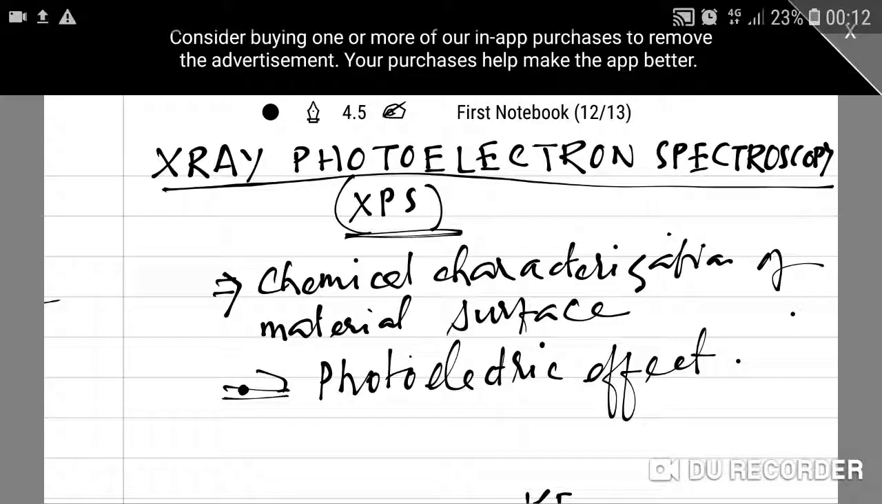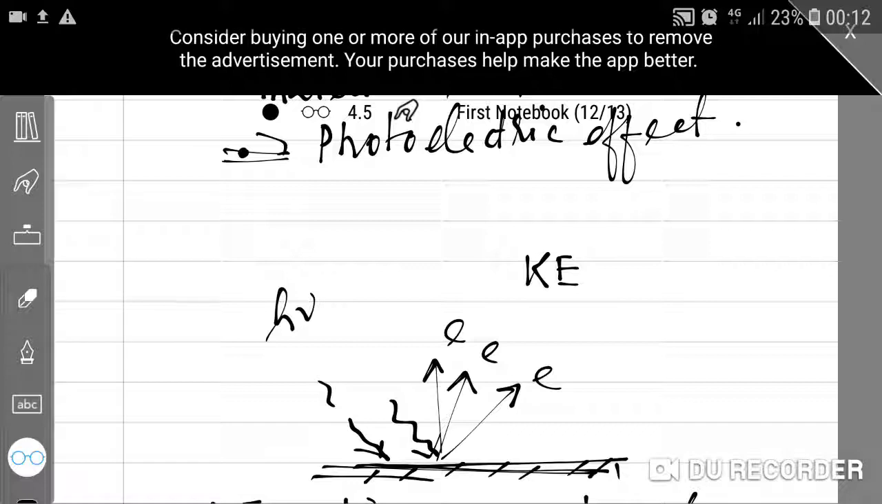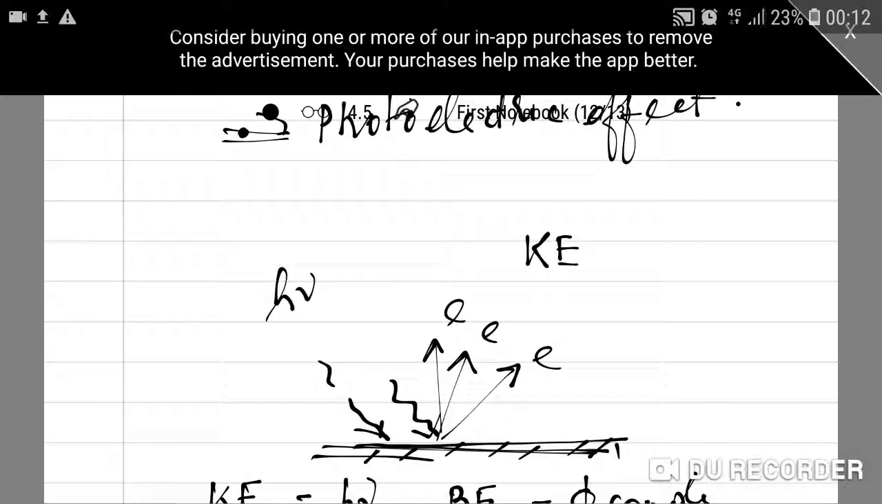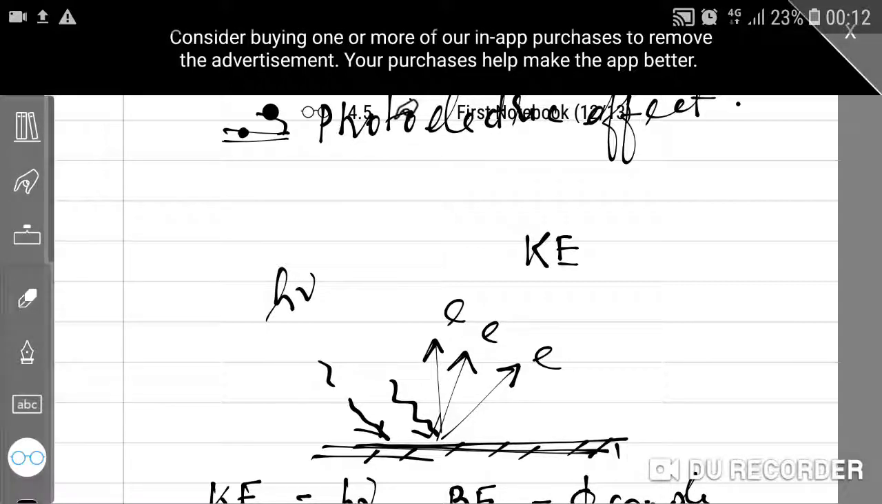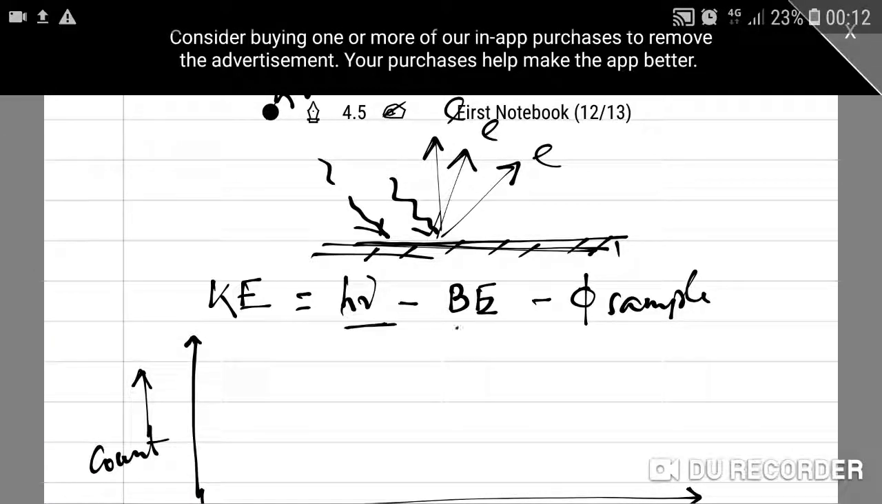X-ray photoelectron spectroscopy. This is a chemical characterization technique of material surface, and this is based on the photoelectric effect, which says that when energetic photons strike a surface, it emits energetic electrons with kinetic energy, and that kinetic energy is dependent on the photon energy, the binding energy of the energy level from where the electron has been ejected, and the work function of the sample.